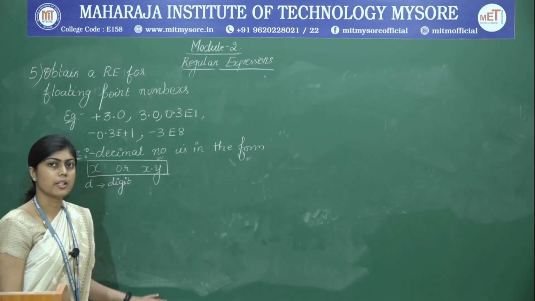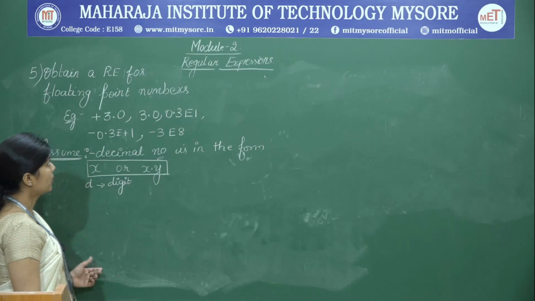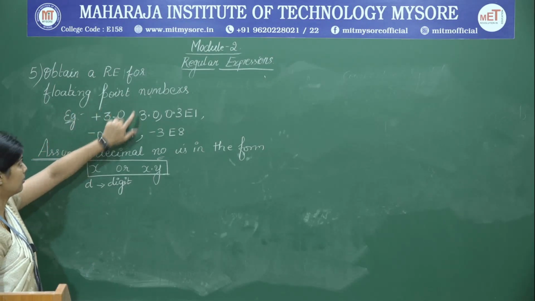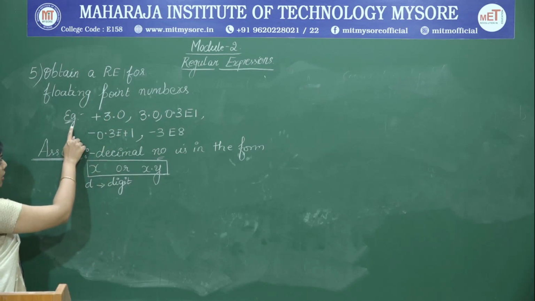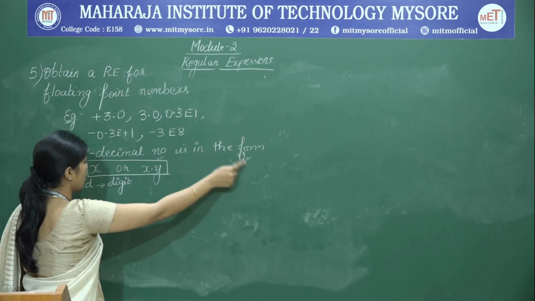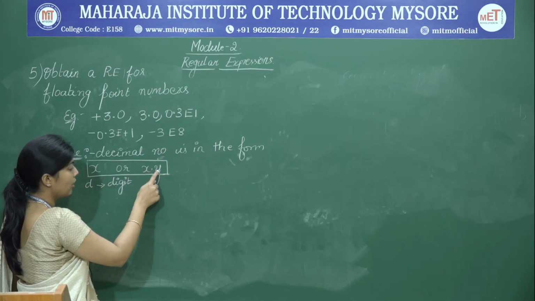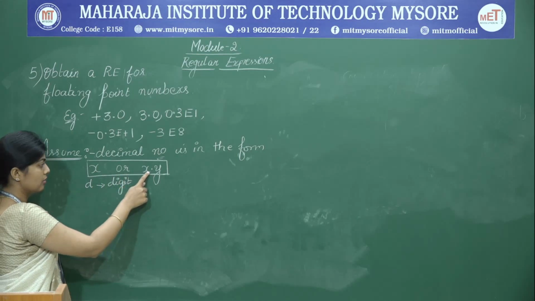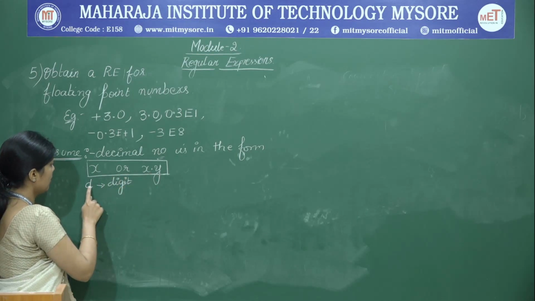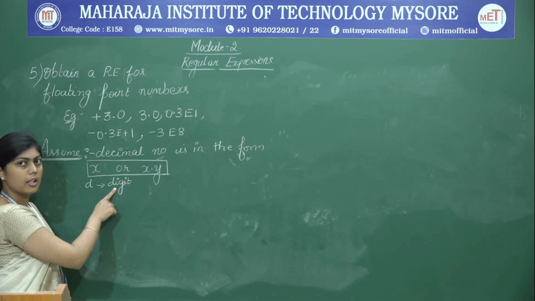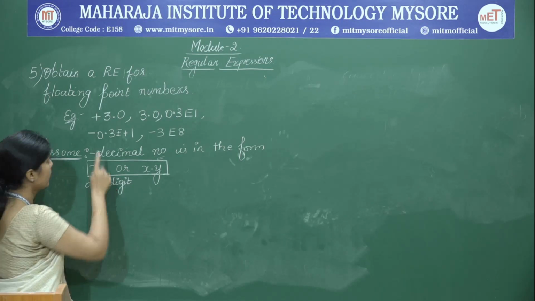Now, we will look into the next problem. The problem statement says to obtain a regular expression for floating point numbers, and we have to assume that a decimal number is in the form of x or x dot y. So it can either be a whole number or a decimal number. Next, D stands for digits, which represents anything from 0 to 9.